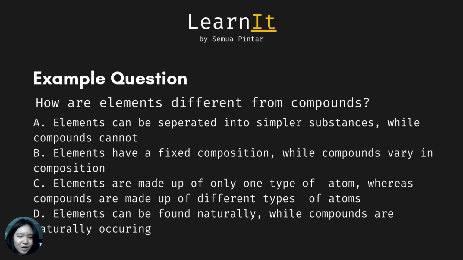And lastly, the last option is D. It says elements can be found naturally while compounds are naturally occurring. Well, no, because both can be found naturally. So A, B, and D are incorrect, and C is the correct answer.